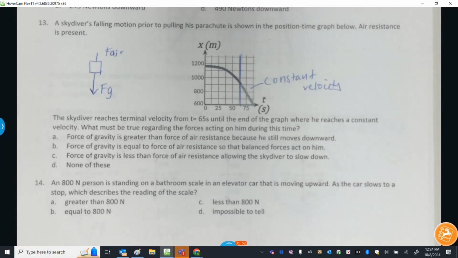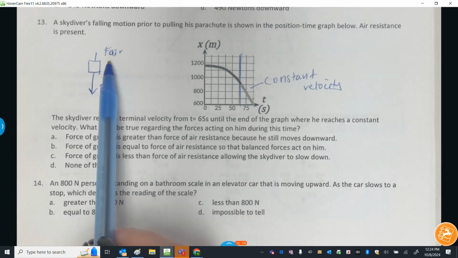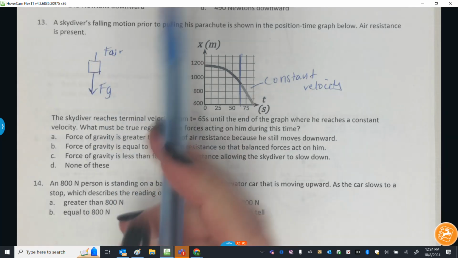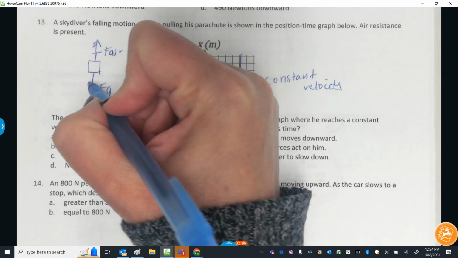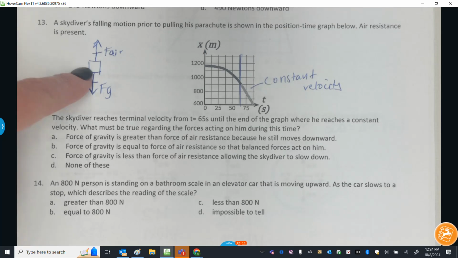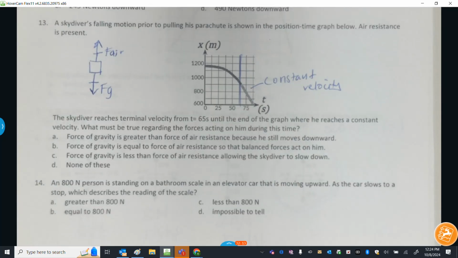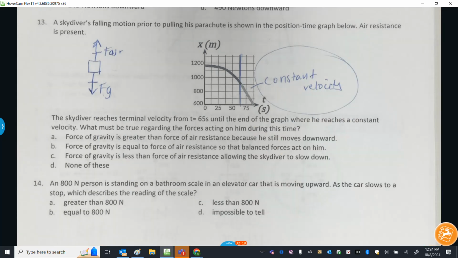And whenever you jump out of a plane to skydive, or if you drop a ball, initially you have very little air resistance, and it grows and grows and eventually becomes equal and opposite to the force of gravity. That's what terminal velocity is, the point at which that happens. And so when that happens, now you have balanced forces, and that's what gives you your constant velocity, the fact that you have balanced forces due to the force of gravity being equal to the force of air resistance.